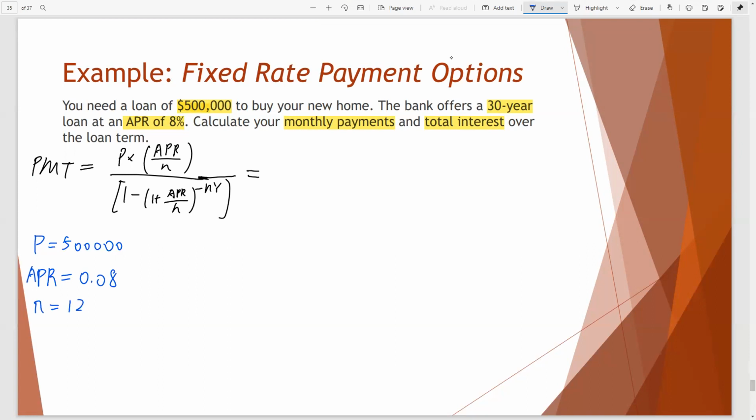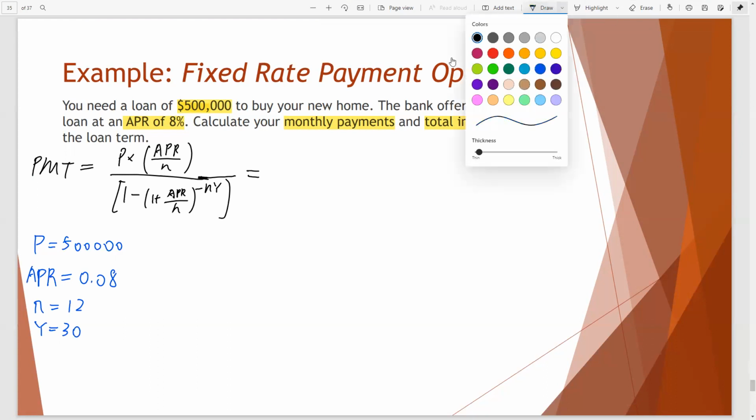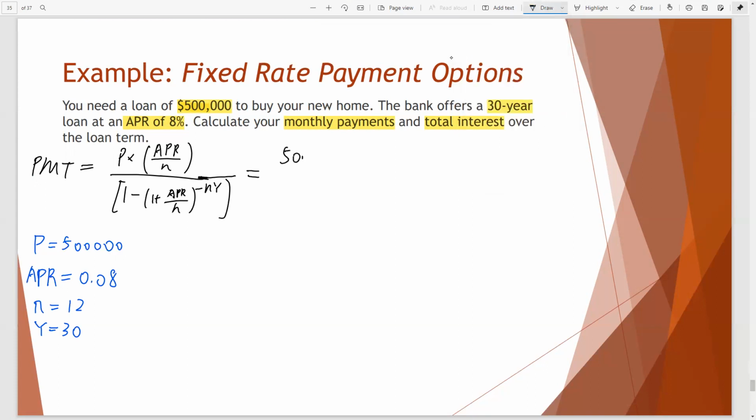12 payments you make, monthly payments since you make it monthly, and that's 30 years, 30 years of payments. Okay, so very clear. 500,000 times 0.08 divided by 12, over 1 minus (1 plus 0.08 divided by 12) to the negative power of 12 times 30.